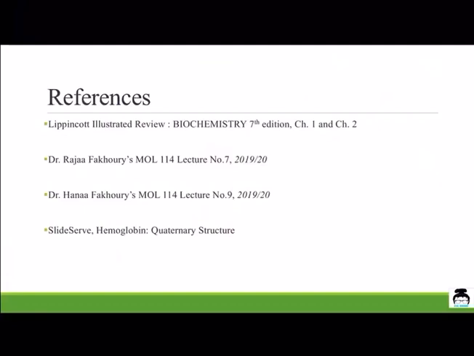That was the end of the protein structure, the normal mechanism of protein structural formation. In the next video we will be touching upon the clinical aspects of improper protein structural formation and protein aggregation.